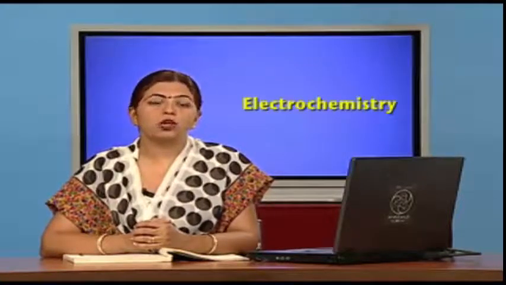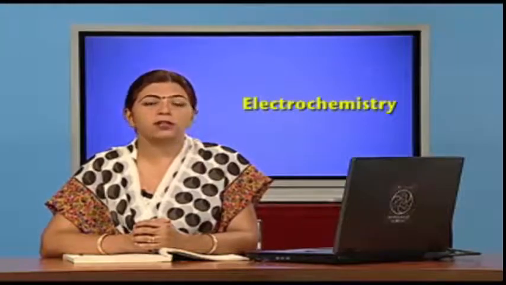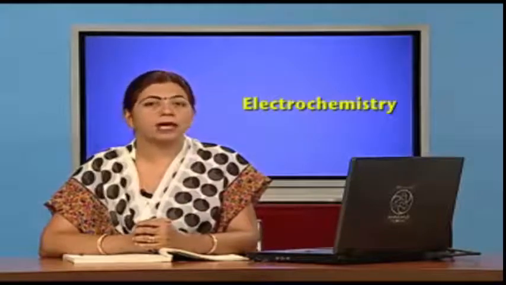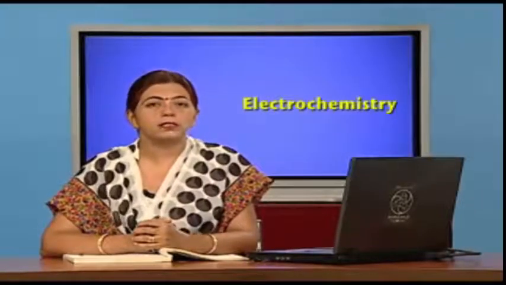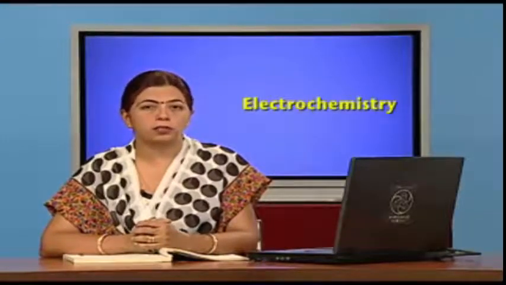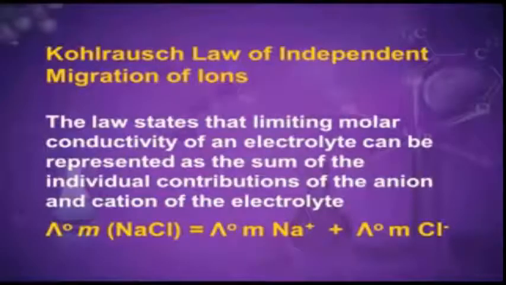He observed the dissociation and contribution of different ions in different electrolytes, taking strong and weak electrolytes. And then he gave his law, Kohlrausch's law of independent migration of ions. The law states that the limiting molar conductivity of an electrolyte can be represented as the sum of the individual contributions of the anion and cation of the electrolyte.